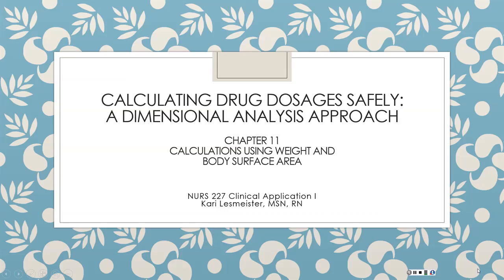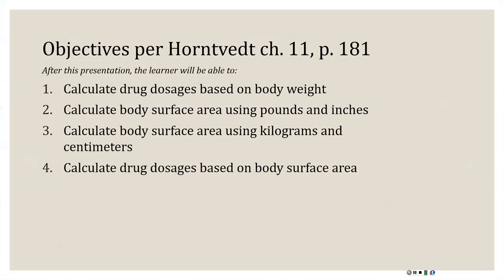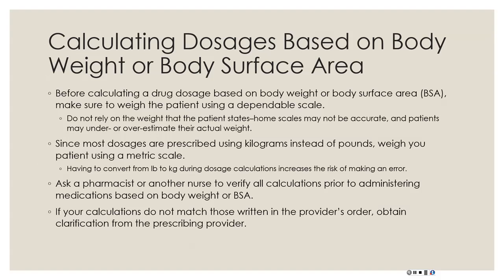This is the Integrity recording for Chapter 11 from your Horntvedt math book. We're going to be going over calculations using weight and body surface area today. We're going to start by looking at chapter objectives. Again, these objectives will be outlined in that exam blueprint if any of the questions from this chapter will be used on the exam, and they will be, so you'll want to know what your chapter objectives are.